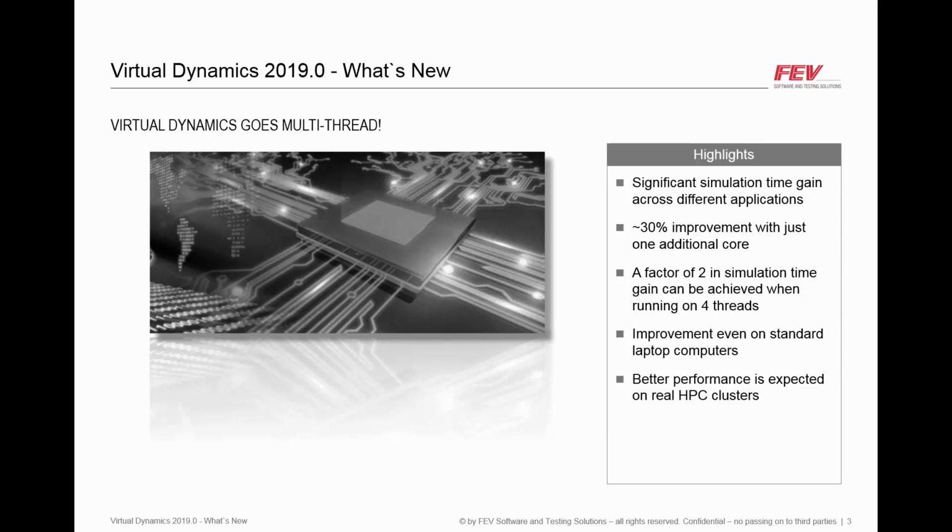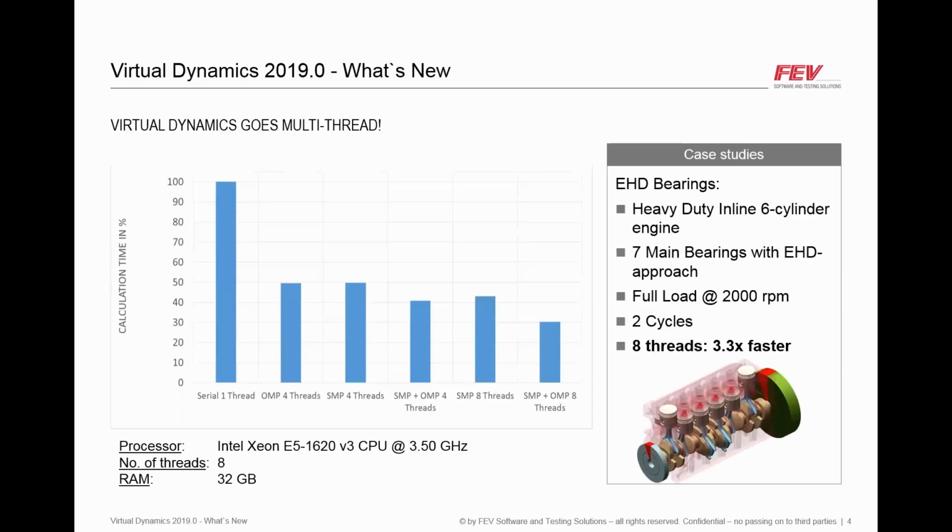Even with an additional thread, it improves the simulation time about 30%. You can achieve a factor of 2 or even more simulation time gain running on 4 threads. So these improvements are available even on standard laptop computers, and we expect better performance on real HPC clusters. So I'll go over a couple of case studies that we did with multi-thread computational capability.